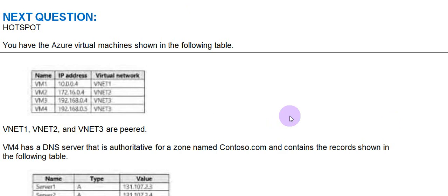Moving to our next question. You have an Azure virtual machine shown in the following table: name, IP address, and virtual network. VNet 1, VNet 2, and VNet 3 are paired. VM4 has a DNS server that is authoritative for zone named contoso.com that contains the records shown in the following table.